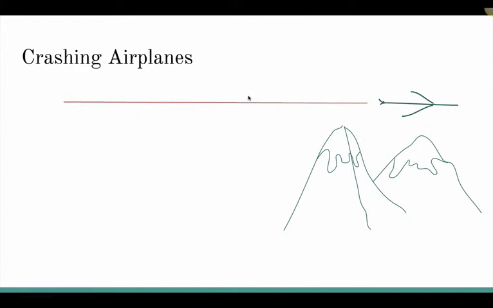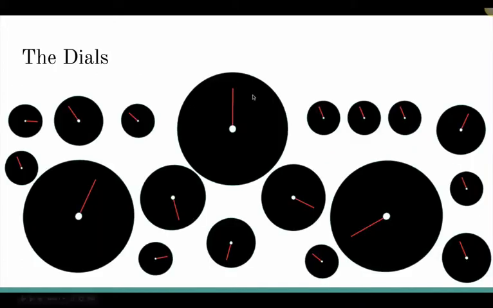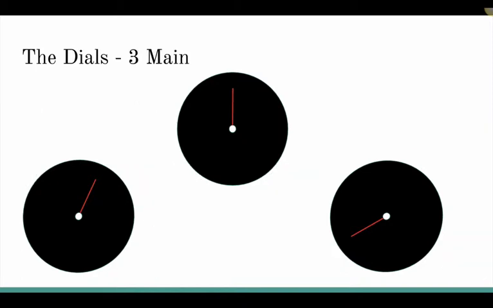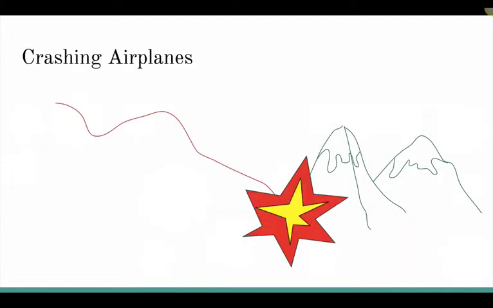So when you first get into the accounting cockpit, you're going to look and see and realize that there's a billion things to look at and take care of, and to be honest, it's overwhelming. And so for that reason, we're just going to start with the first three. There's three main dials. There's lots of other little dials and statements and references that we can look at, but we're going to look at the first three. And that's in an effort to make sure that we don't hit the mountain.